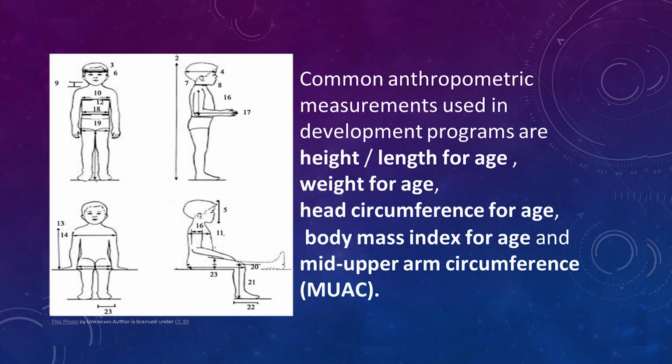So, common anthropometric measurements used in a development program are the height or length of the baby. In very small children, we measure the lying length of the baby. Then weight for age, head circumference for age, body mass index, that is BMI, and the mid upper arm circumference, which we use for diagnosis of certain diseases in children.